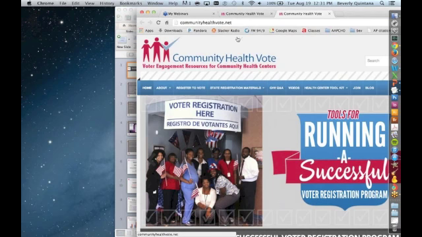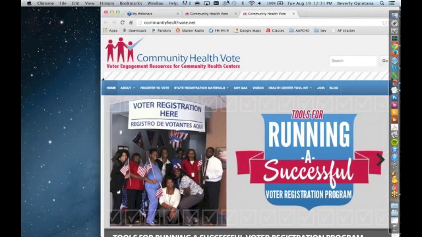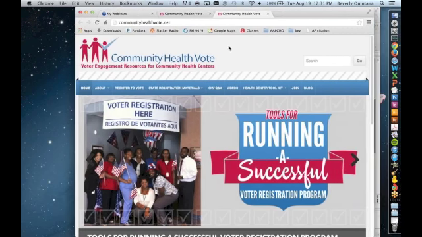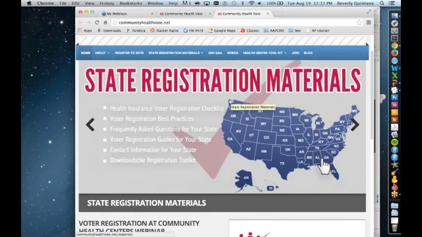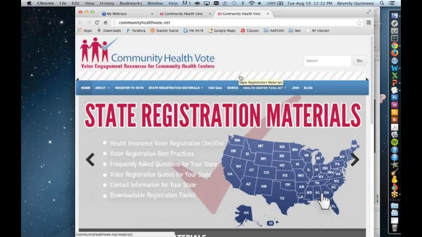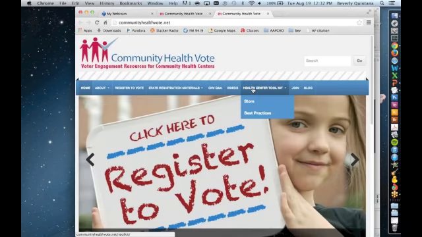So this is the Community Health Vote website. It's communityhealthvote.net. It has a lot of material on there for each state under state registration materials. It's got information about registering voters and the rules and restrictions about registering voters in your state. There are downloadable forms that our partners at the Fair Elections Legal Network have put together. It's got questions and answers about Community Health Vote. It's got the toolkit that Jeff mentioned.